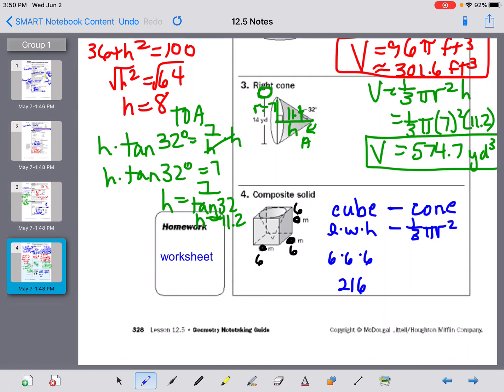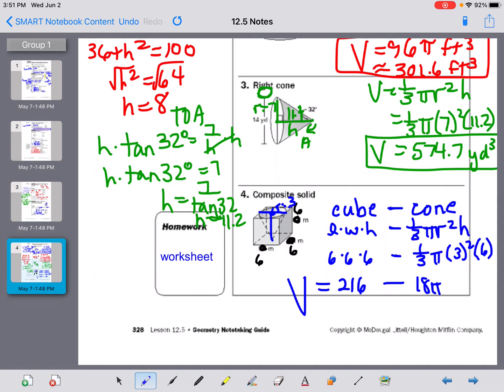All right. And then for my cone, 1/3 pi times my radius. Well, the 6 goes all the way across, so my radius is going to be 3. I forgot my h up there, didn't I? And my height goes from top to bottom, so it's also going to be 6, the same as the box from before. All right, 3 squared is 9. 9 divided by 3 is 3 times 6 is 18 pi. This is my exact volume, 216 minus 18 pi.